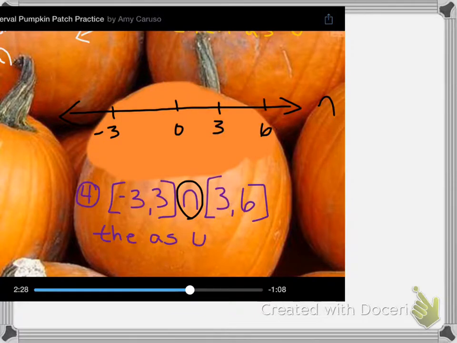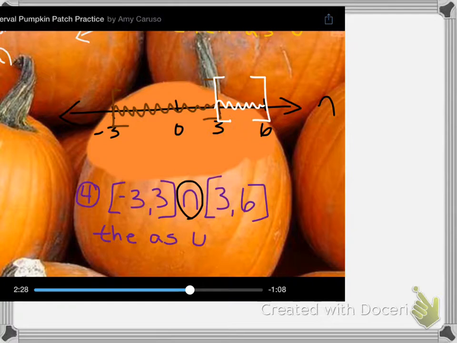Let me see. Excuse me, I hiccuped. What color shall I use? Let me use brown. So I'm going from negative 3 to 3 with brackets. Okie dokie. That was pretty easy. And then let me go white. I'm going from 3 to 6. All right. So from 3 to 6.